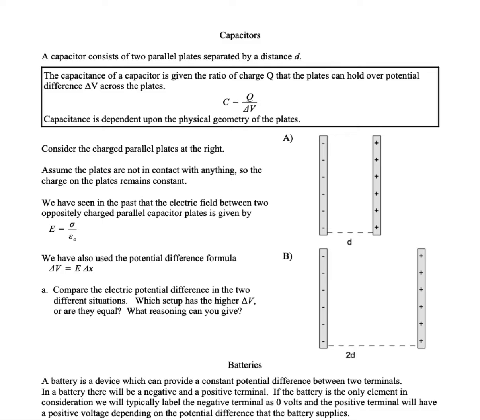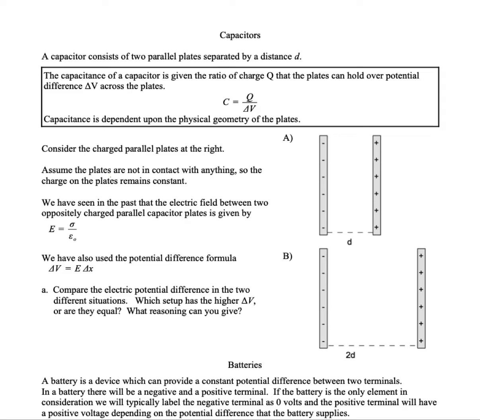A capacitor consists of two parallel plates separated by a distance d. We define the capacitance of a capacitor by the ratio of the charge Q that the plates can hold divided by the potential difference across those plates. Capacitance has the letter big C, and we have this formula for it, C equals Q over delta V. It's worth noting that capacitance is dependent upon the physical geometry of the plates.